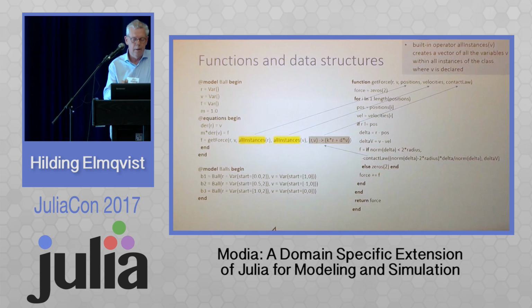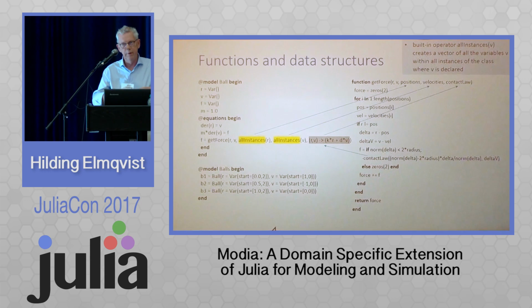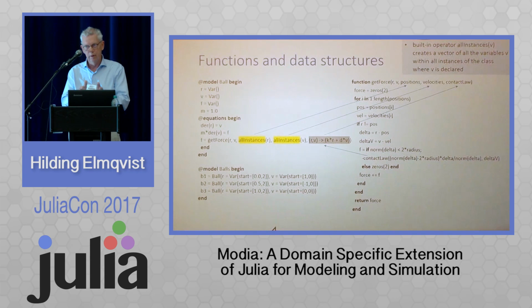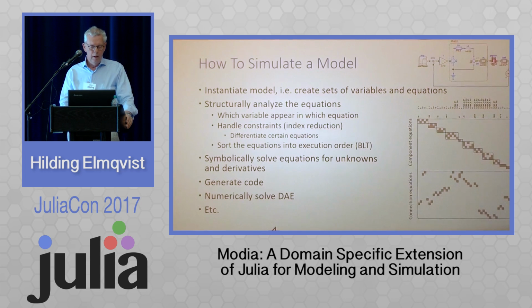Of course, to do this efficiently for many objects, we need to have octrees and so on. So I know this is an order n squared algorithm, but it's just for the purpose of illustration. Okay, so how to simulate a model?